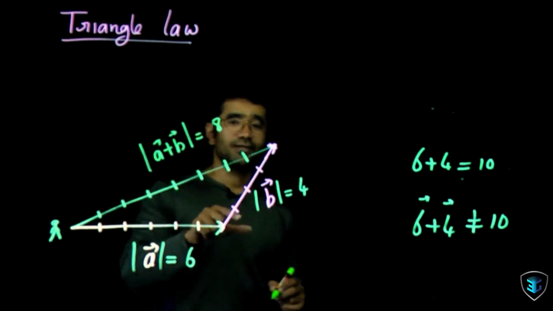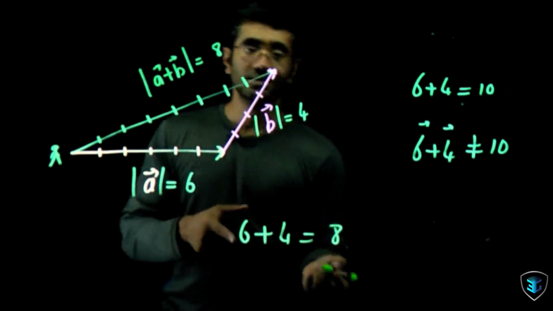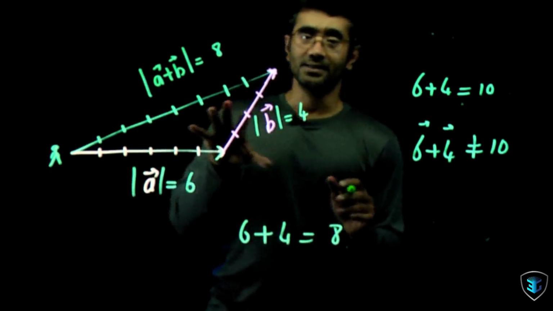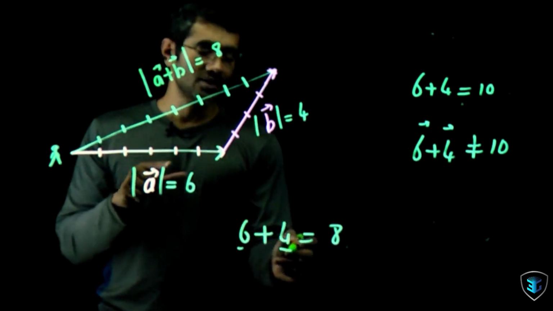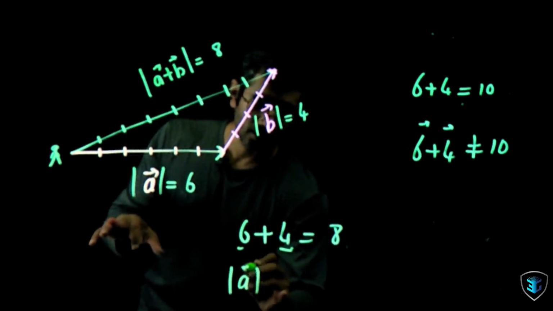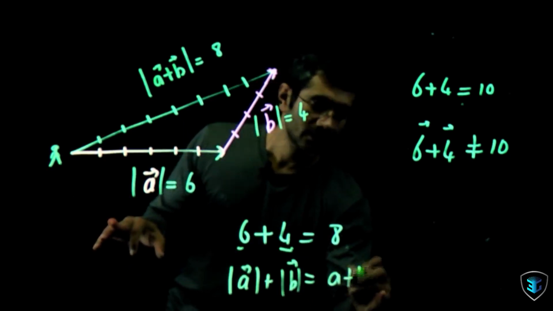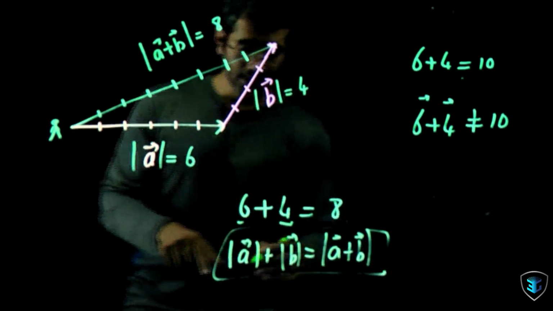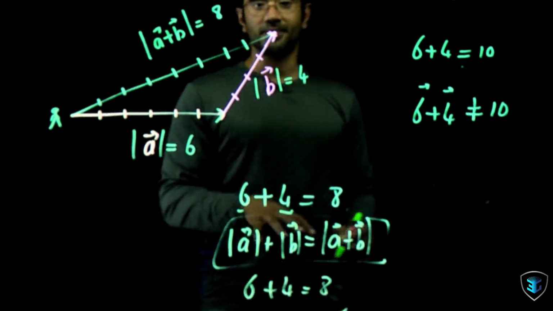Now that is interesting, right? So I know that 6 plus 4 is 8 in this case. That makes sense? Exactly. That's what happens in vectors, that the sum of 6 plus 4 is not always 10. So we don't write 6 plus 4 is 8. That becomes wrong. We can write that the modulus of vector A plus the modulus of vector B is not equal to the modulus of vector A plus B. Well, that makes sense to me. And in this case, I can write that 6 plus 4 is 8. That makes complete sense to me.